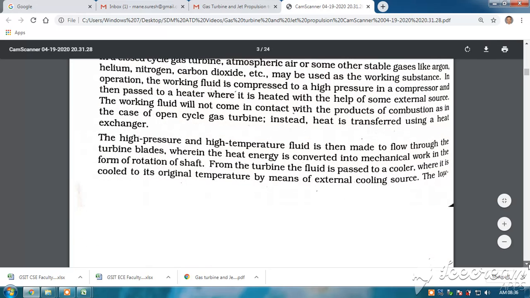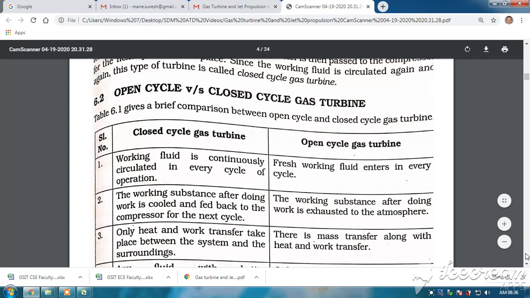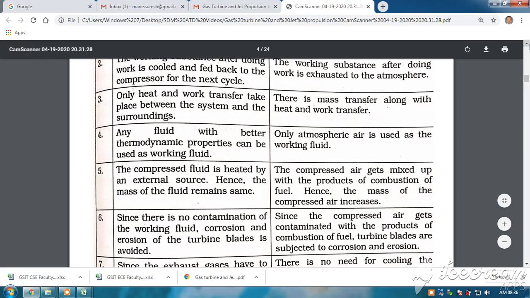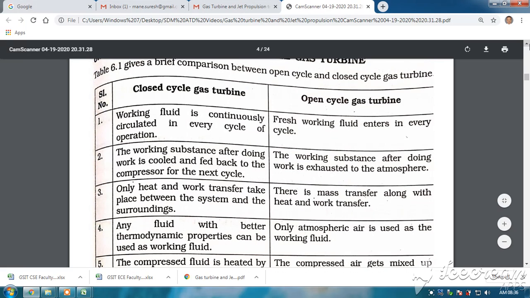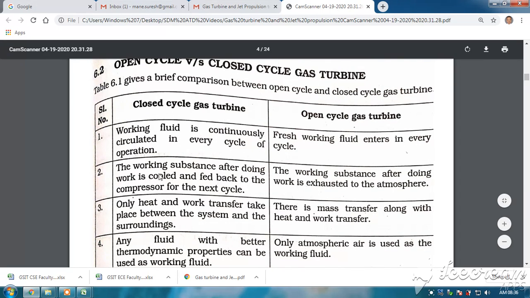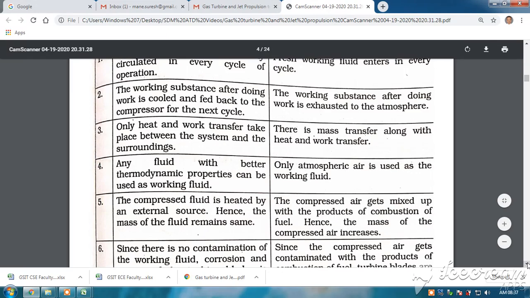Now, we will see a few differences between open cycle and closed cycle. In closed cycle, the working fluid is continuously circulated in every cycle, but in open cycle, fresh working fluid, meaning fresh air and fresh fuel, comes in. In closed cycle, the working substance after doing the work is cooled and fed back. In open cycle, the working substance after doing work is exhausted to the atmosphere. In closed cycle, only heat and work transfer takes place between the system and surroundings. In open cycle, mass transfer takes place along with heat and work, mass of air and mass of fuel.